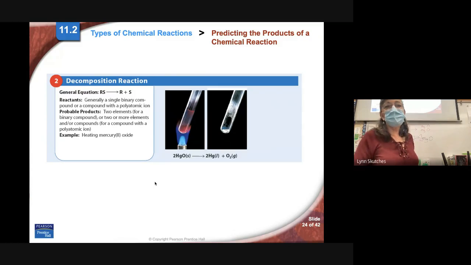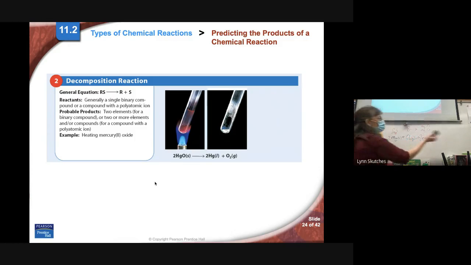All right. Decomposition is basically the opposite. So in synthesis, we're putting stuff together; in decomposition, we're taking it apart. Okay. And the example they use, we will not be using, the heating of the mercury.